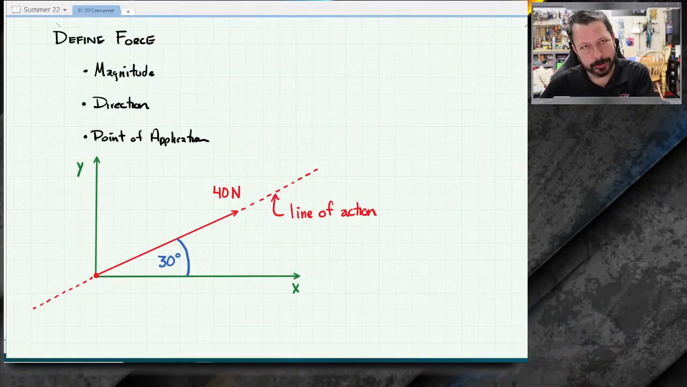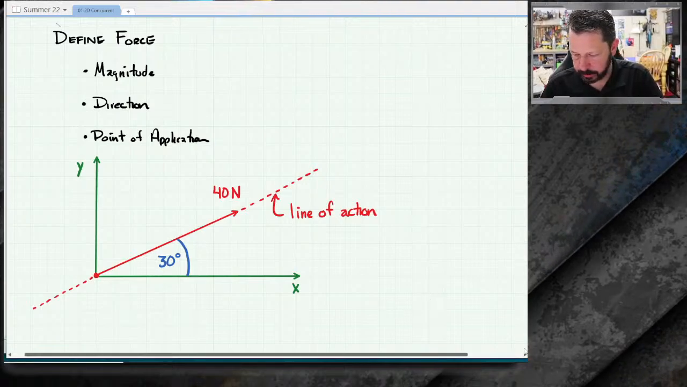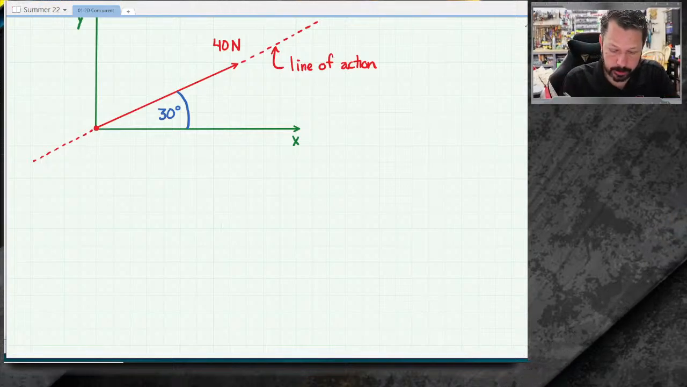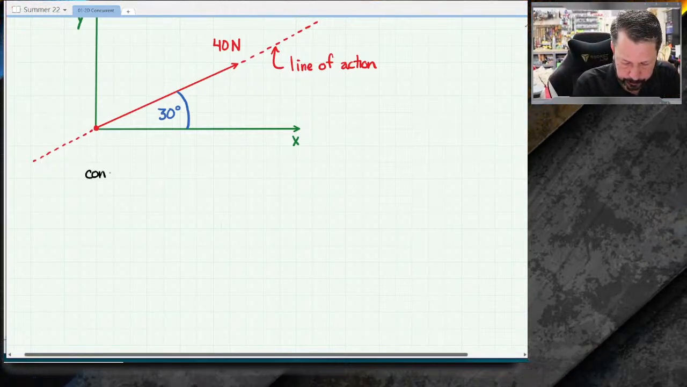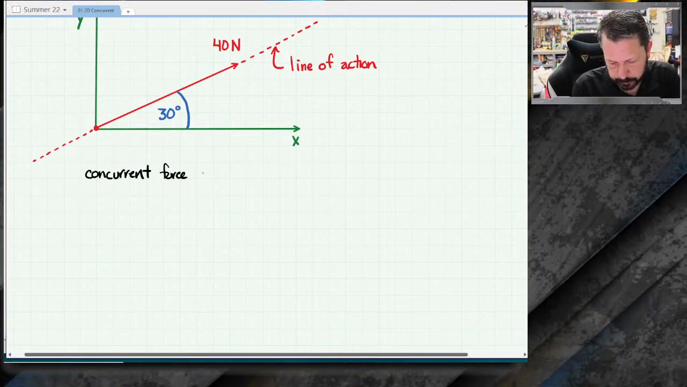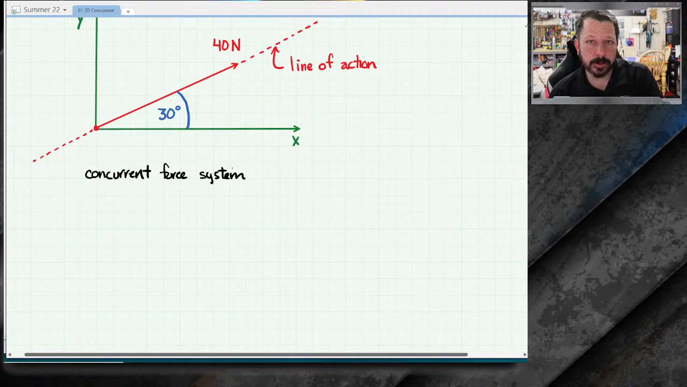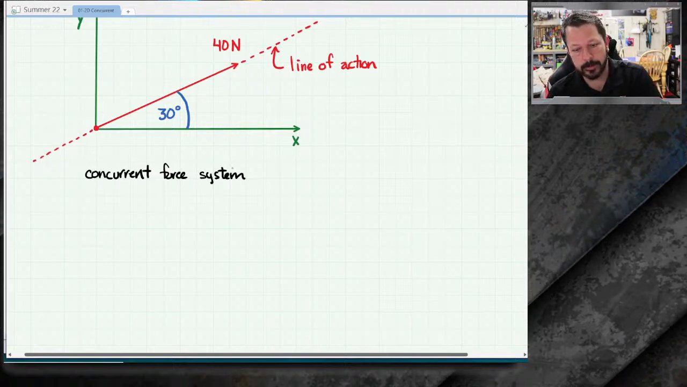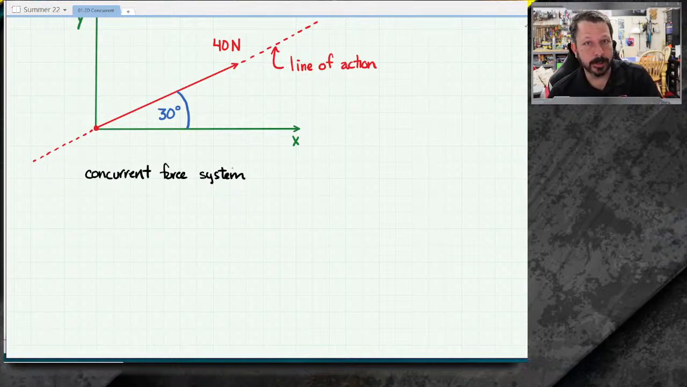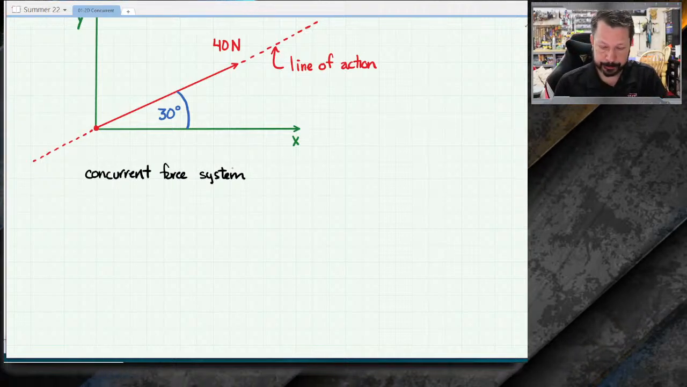Looks like I didn't quite draw them straight. That's okay. Let's scroll down some here, and let's talk about this concurrent force system. Today we're talking about 2D concurrent force systems. Next time we'll talk about 3D concurrent force systems. They both are concurrent force systems, and they both follow the same rules, just one of them is in 3 dimensions, x, y, and z, and today we're just in 2 dimensions, x and y.